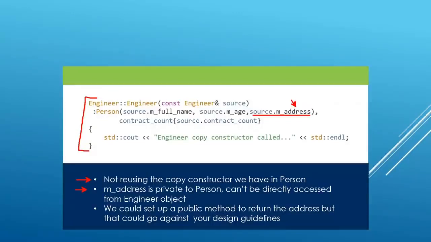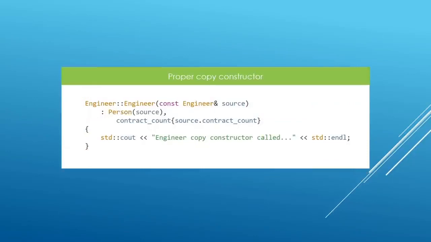Another thing is that this is going to create a temporary copy of person from which we will be copying to initialize the person part of us. We don't want to be making that copy because we hate copies in C++ code. So the best way to do this is to set up your copy constructor in this way. We are going to say person and directly pass in our engineer object. The compiler is smart enough to see that we are passing an engineer object to initialize a person object.